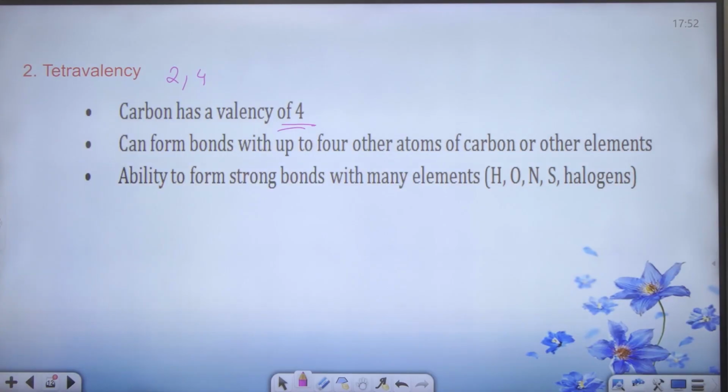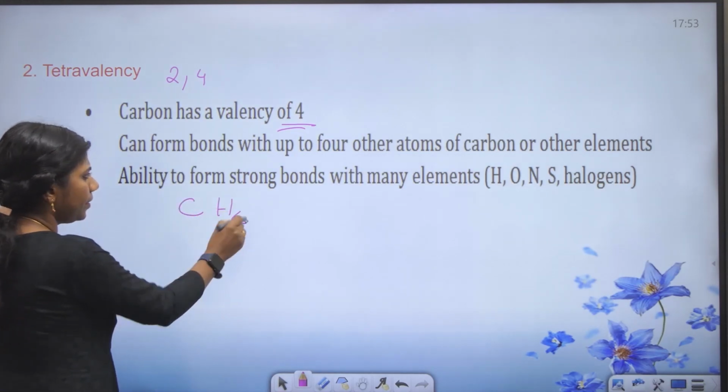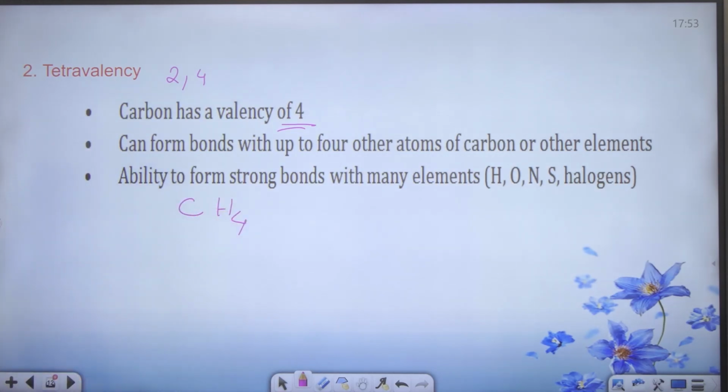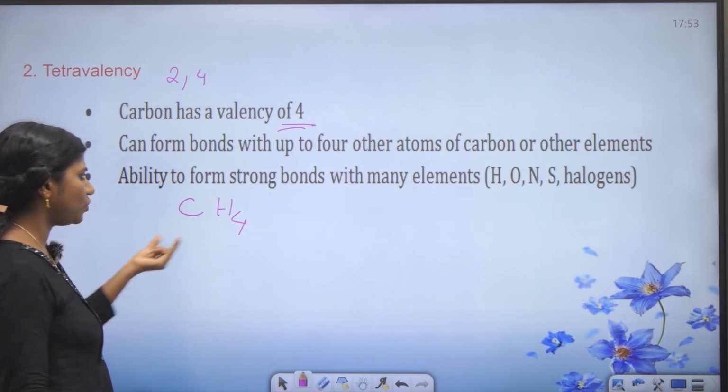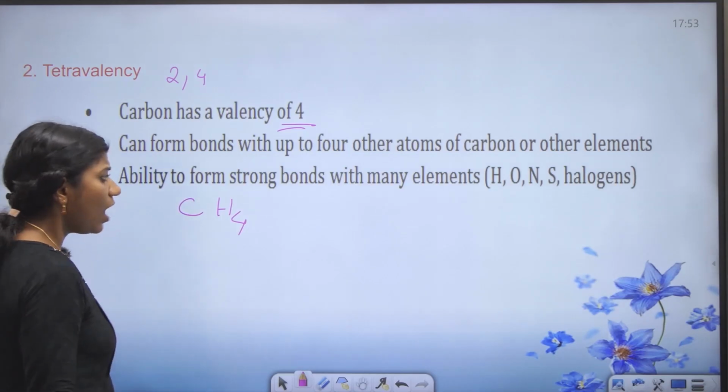Then it can form bonds with up to 4 other atoms of carbon or other elements, and has the ability to form strong bonds with many elements like hydrogen, oxygen, nitrogen, sulfur, halogens, etc. CH4, methane molecule. Here carbon forms bonds with 4 hydrogen atoms. This is the methane molecule.